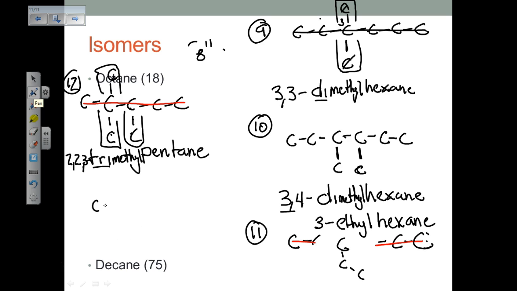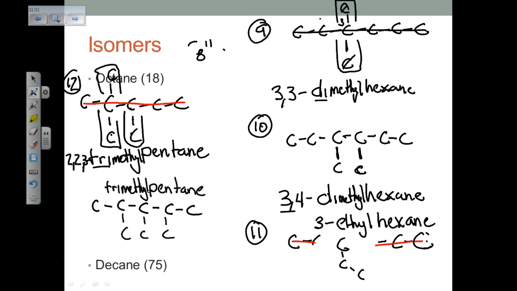What if we have another one of these? Let's do 1, 2, like this. Again, longest carbon chain, 5 carbons, pentane. Now 1, 2, 3. There's 3 methyl groups, so that's going to be trimethyl. That's 2, 3, 4 trimethyl. Now number from the other way, 1, 2, 3, 4, 5. It's still 2,3,4-trimethylpentane.